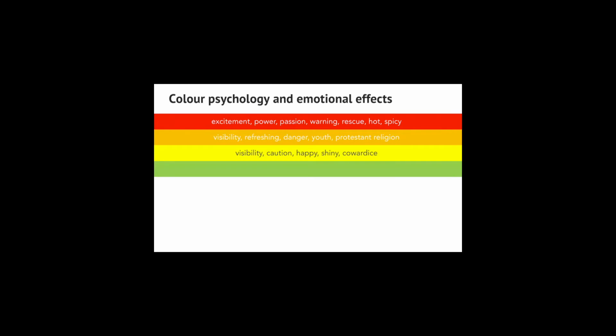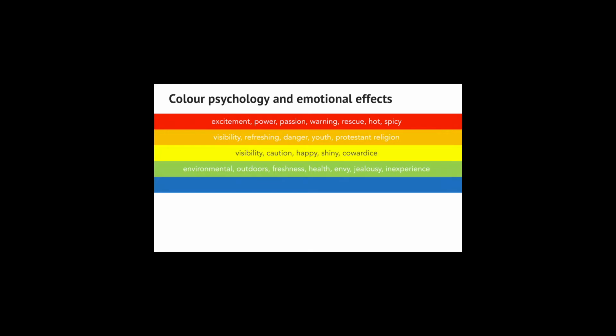Green. So it's environmental, outdoors, freshness, health, envy, jealousy, and inexperience. Then it's blue, which is considered trustworthy, official, business, and philosophy and tranquility related.